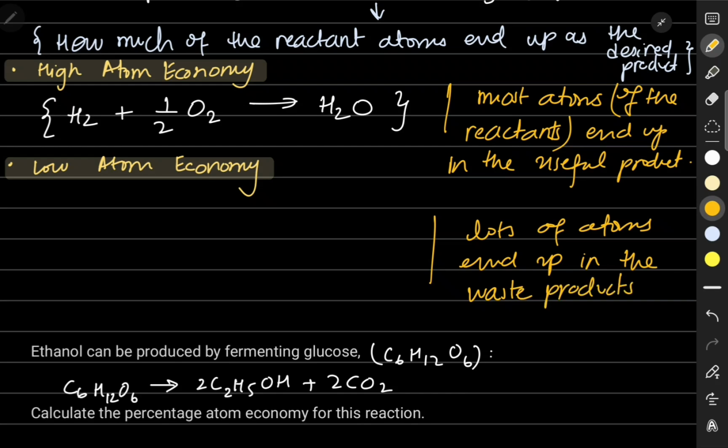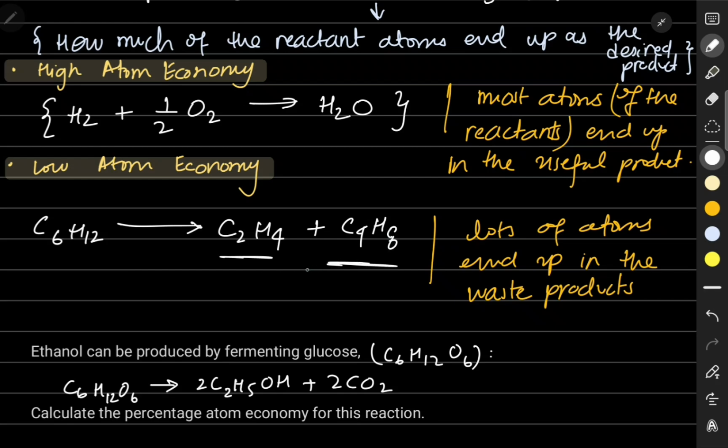Okay, so if I give you an example of low atom economy, consider this example. So where you have cyclohexane, and whatever process occurs here gives you C2H4 plus C4H8. This is ethene, this is butene. So now let's say your desired product was ethene, you wanted ethene, but you're also ending up with butene.